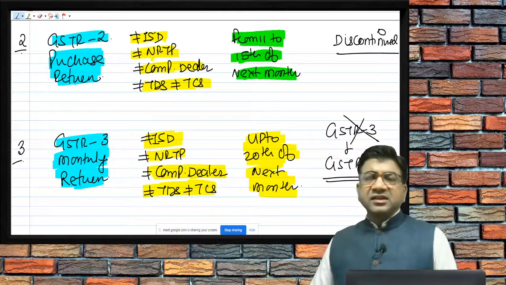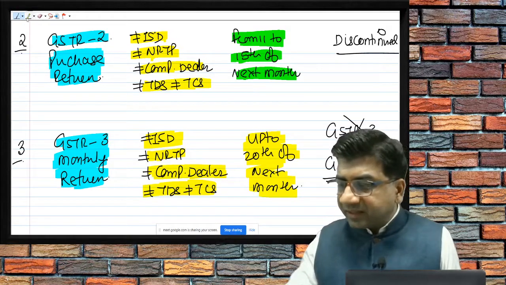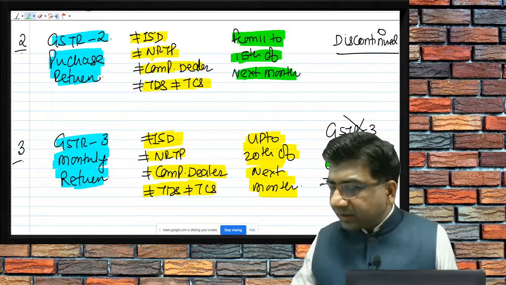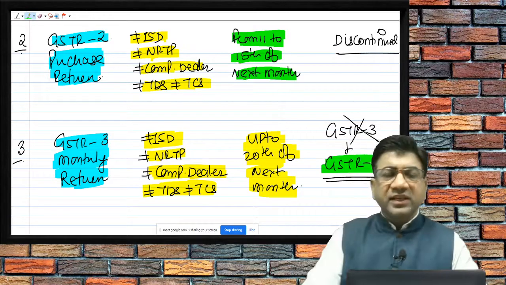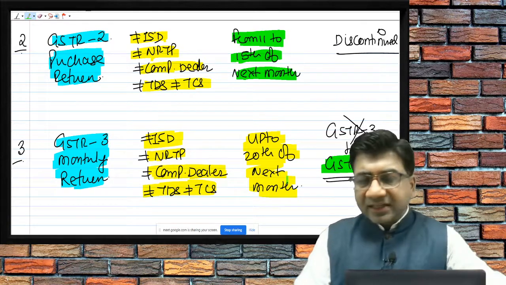Yes, instead GSTR 3B is filed. GSTR 3 is discontinued and 3B is filed. The dates of 3B, is it clear till now?